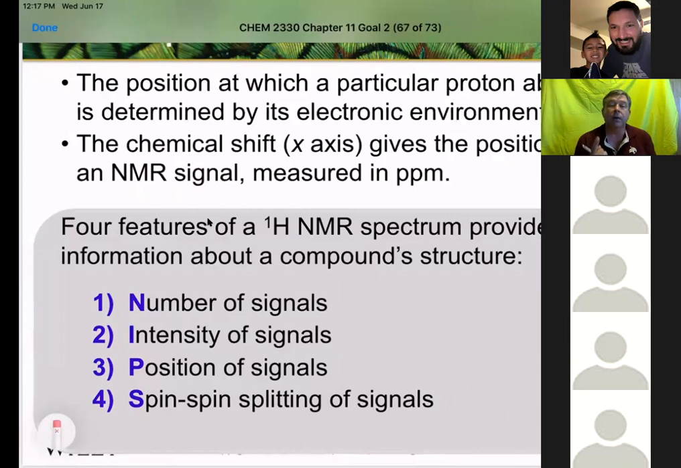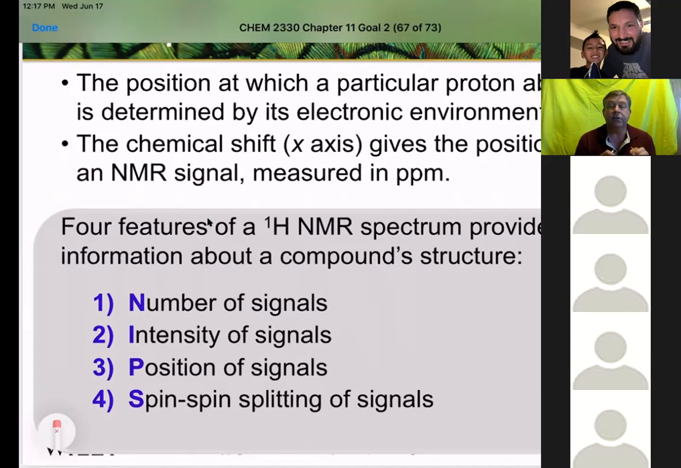We're gonna look at the number of signals we have. That tells us how many different types of hydrogens we have, okay? We're gonna look at the intensity of the signal by taking the area under the curve, or we can actually say there's exactly 3 hydrogens for 2 hydrogens for 1 hydrogen. We can tell you how many hydrogens you have in that thing.